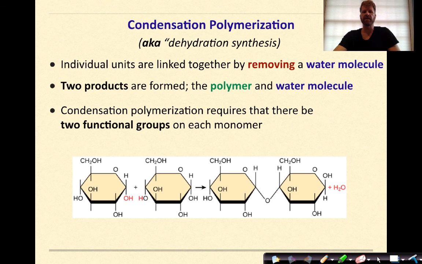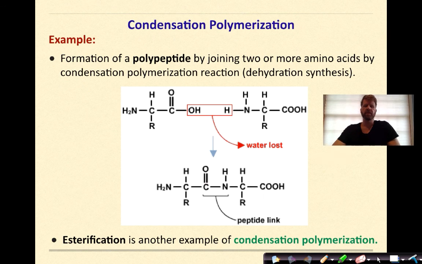Let's examine condensation polymerization, otherwise known as dehydration synthesis. Individual units are linked together by removing a water molecule. Two products are formed, the polymer and a water molecule. Condensation polymerization requires that there be two functional groups on each monomer. Let's look at an example.